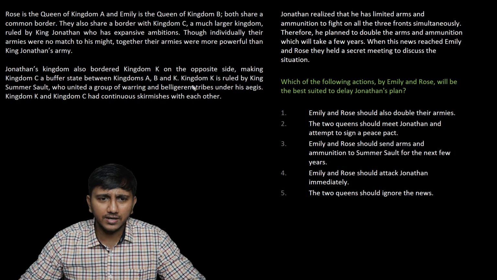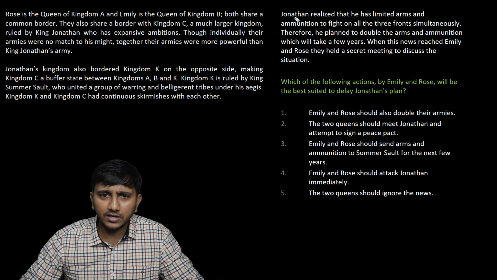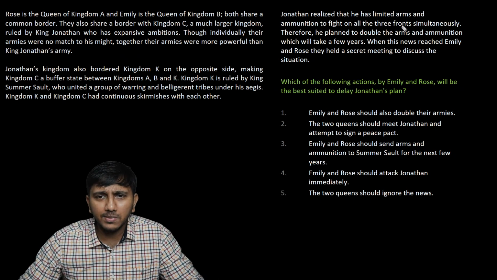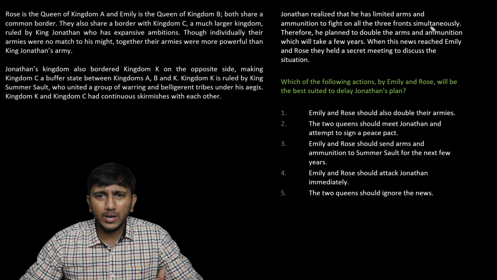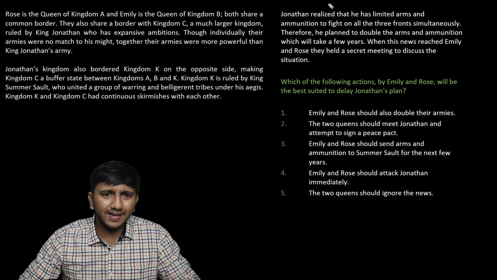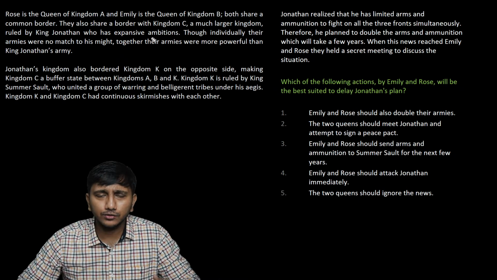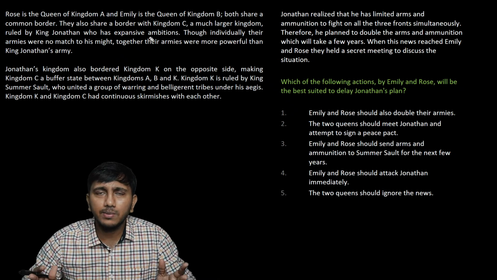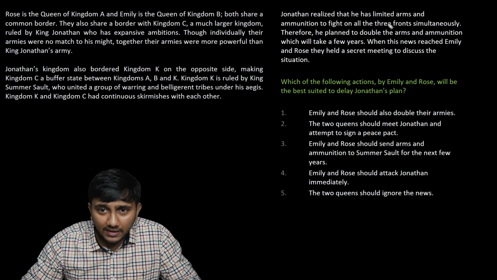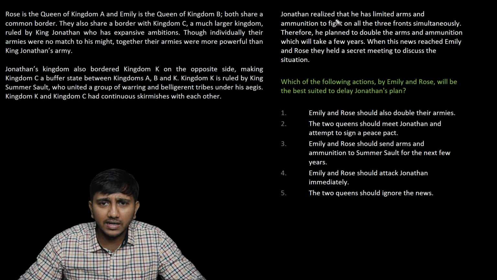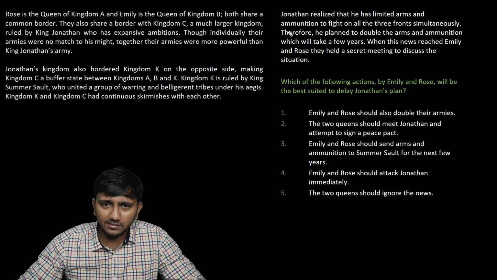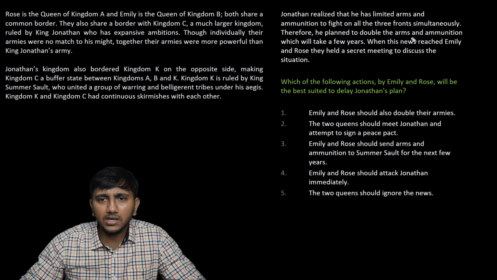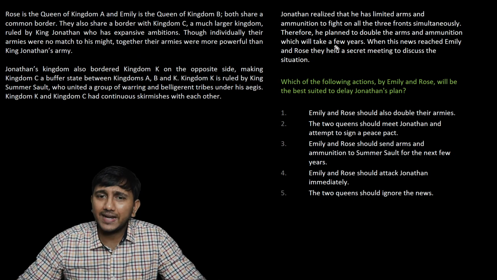Okay, so that's the general context. Let's see what is the specific context here. Jonathan realized that he has limited arms and ammunition to fight on all the three fronts simultaneously. Okay, now why would he fight on all the three fronts first of all? This guy has got expansive ambitions, right? So he might think of annexing the neighboring places also. So he realized that he has limited arms and ammunition to fight on all the three fronts simultaneously. Therefore, he planned to double the arms and ammunition, which will take a few years.